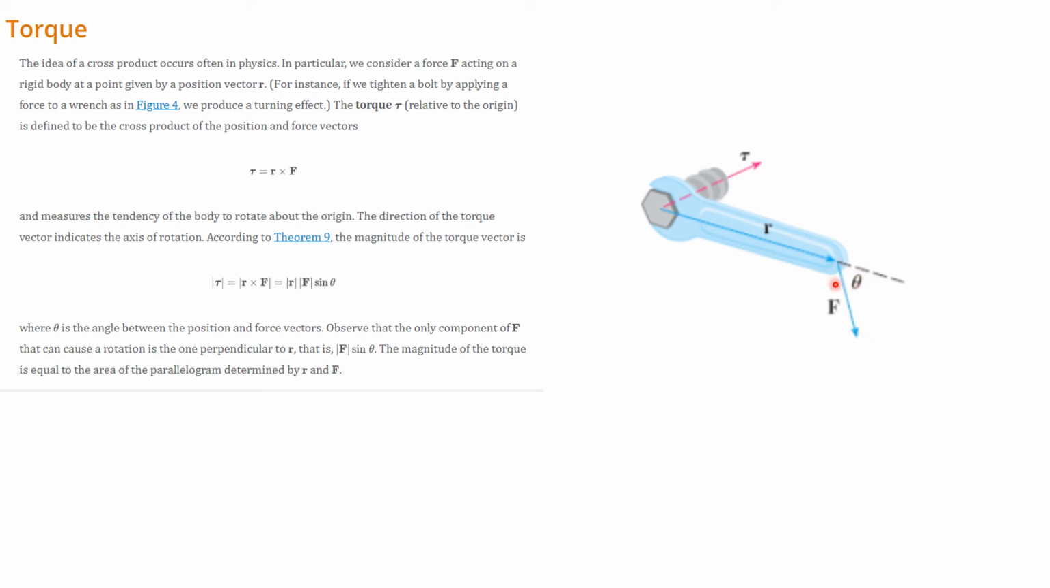If you think about this being theta, this is 90 minus theta, but this is also theta, and so you realize that you're talking about the perpendicular component here. Observe that the only component of F that causes the rotation is the one perpendicular to r, that is, the magnitude of F times sine theta. The magnitude of the torque is equal to the area of the parallelogram determined by those two vectors. So this is kind of tying things together in a nice physics application.